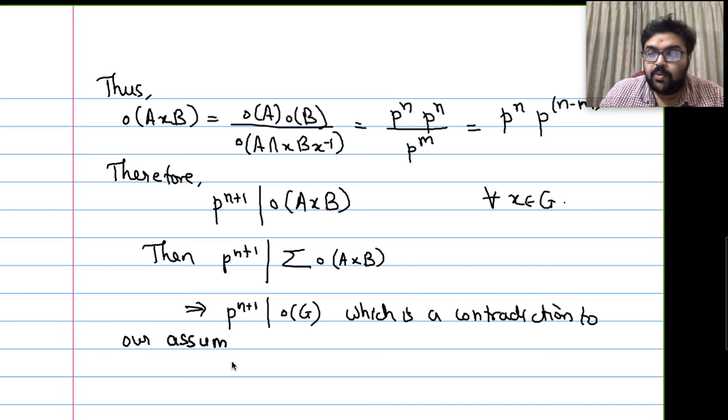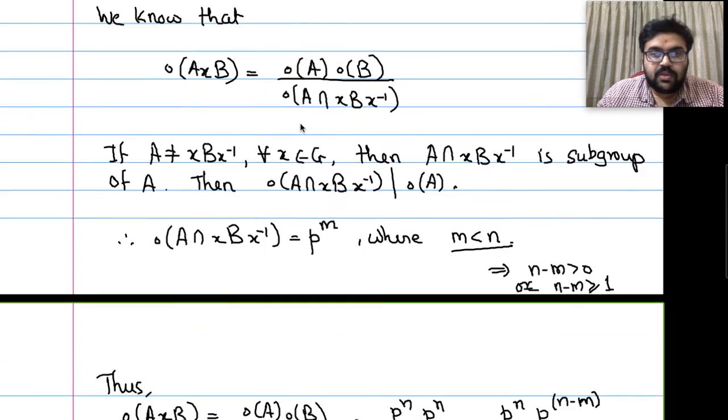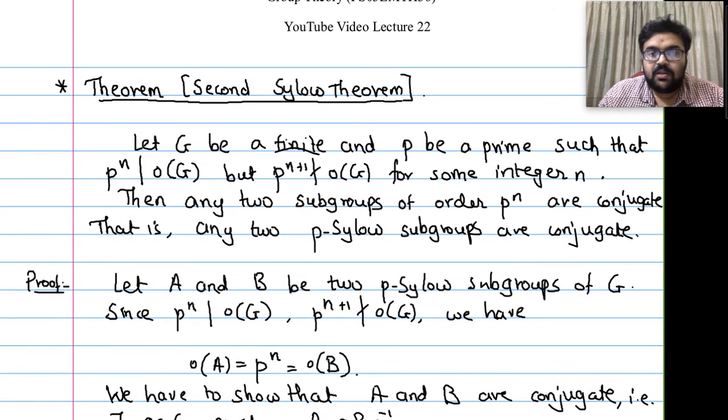The p-Sylow subgroup has what order? p power n. So the order cannot be divisible by anything more than that. Since this is a contradiction to our assumption that p power n divides order of G, but p power n plus 1 does not divide order of G, right? So this is a contradiction in the statement we have given. P power n plus 1 will not divide order of G. So the p-Sylow subgroup has order p power n. It cannot be more than that, otherwise that is not a p-Sylow subgroup.